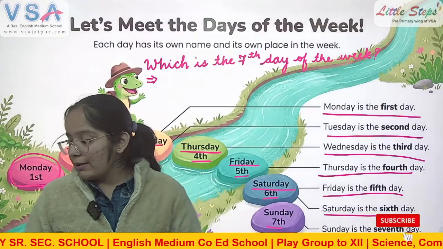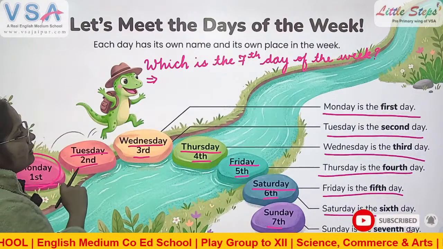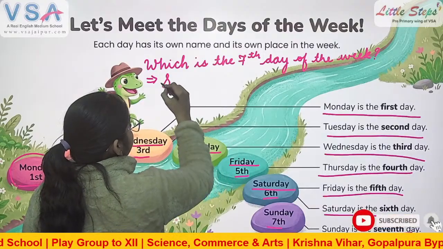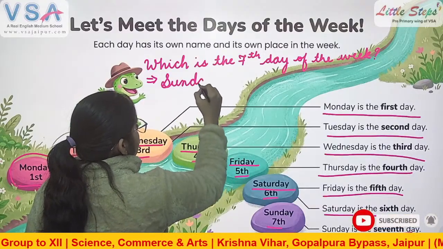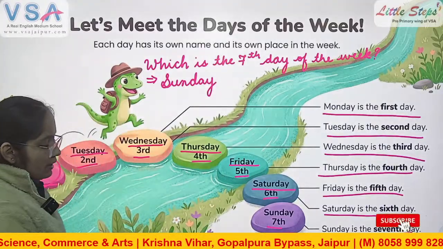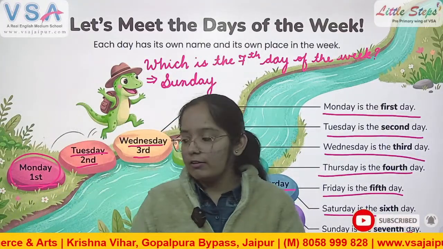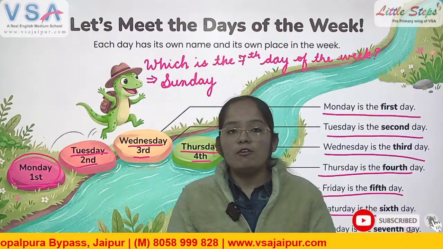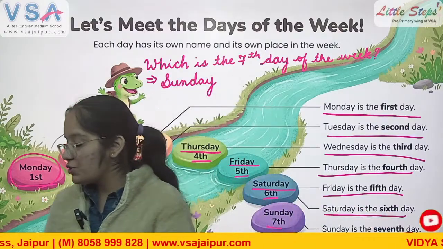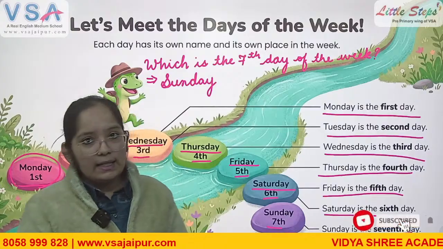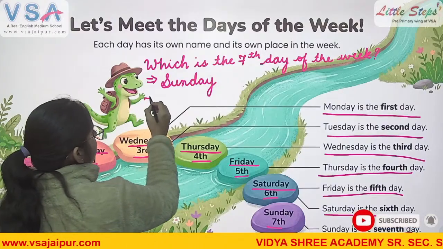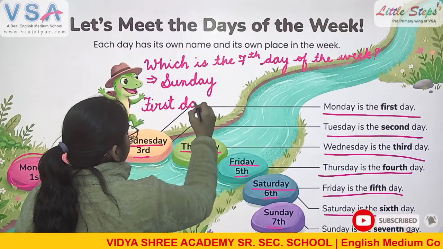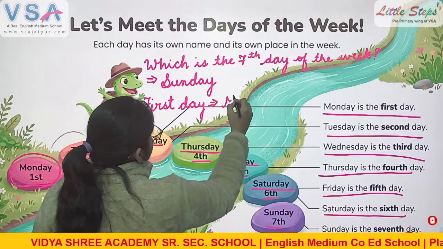Okay, fine. If we talk about the seventh day of the week, it is Sunday. Sunday is the seventh day of the week. Next question, which is the first day of the week? When we are talking about the first day of the week, it means that the week starts with this particular day. Which is this day? The week starts with which day? It starts with Monday. First day of the week is Monday.